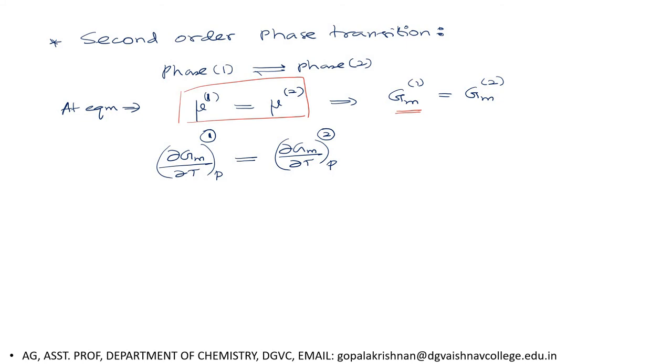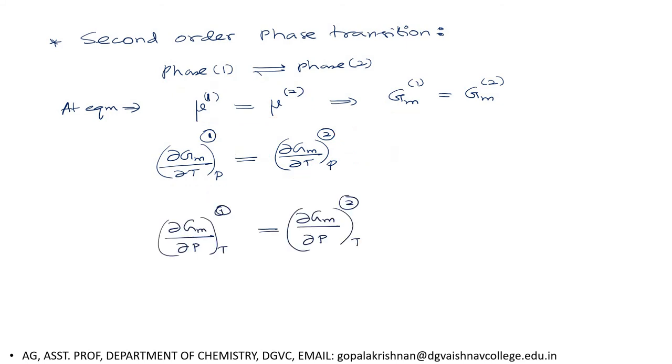Now for a second order phase transition, this is phase 1, this is phase 2. For second order phase transition, the first derivative of Gibbs free energy, that is, the molar Gibbs free energy change with temperature at constant pressure for phase 1, and the molar Gibbs free energy change with temperature at constant pressure for phase 2, these two are equal. Very important, these two are equal. And similarly, ∂Gm/∂P at constant temperature, these two are also equal for phase 1 and phase 2.